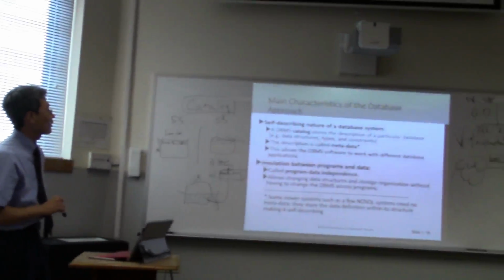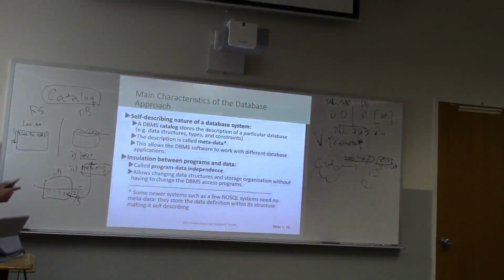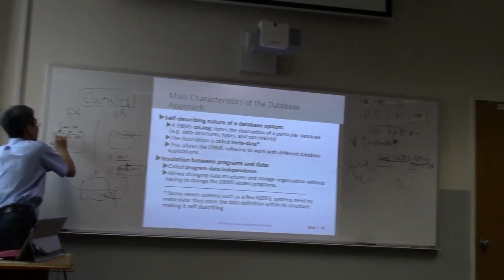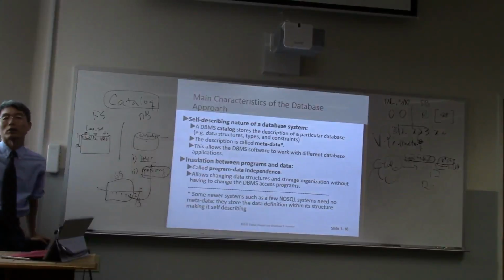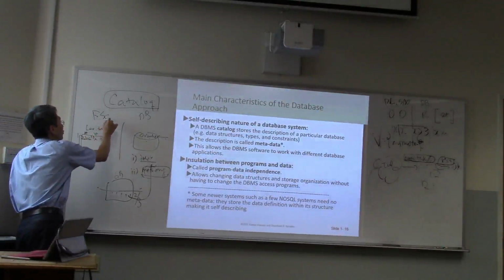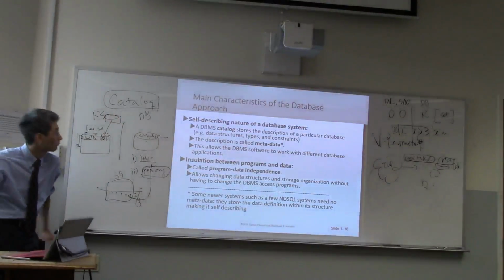So that is the self-describing nature. Next, insulation between the program and data. If you are using a file system and something changes in your file, you need to change the application program, right? So I use 10 bytes for the name, 20 bytes for the number, and 100 bytes for the address, but I have a friend whose name is longer than 10 bytes. So I increase this one. At that time, you need to change the application program that accesses the name, right? Or what about the database?